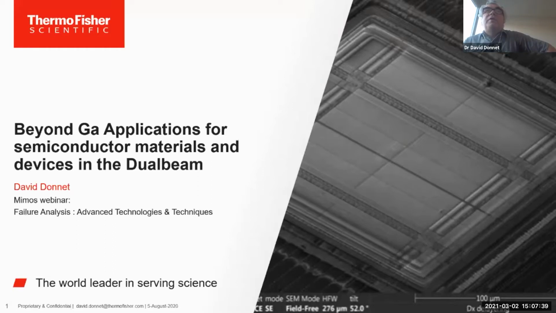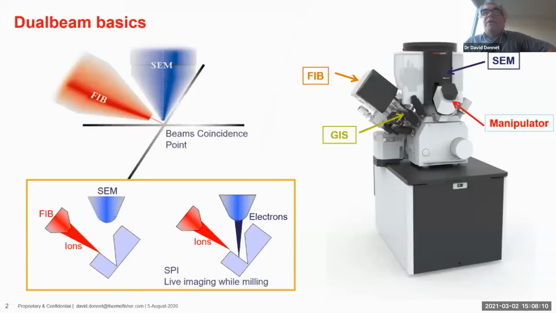So I think we've heard in the first couple of presentations a lot about gallium applications in standard FIB and Dualbeam. And today we're going to look a little bit further. Some of you may already be aware of these techniques, but I'll try and go into a little bit more depth and provide some information about what really is possible in the next few years. So just a little bit of background. I think most of the audience are aware of what a Dualbeam is.